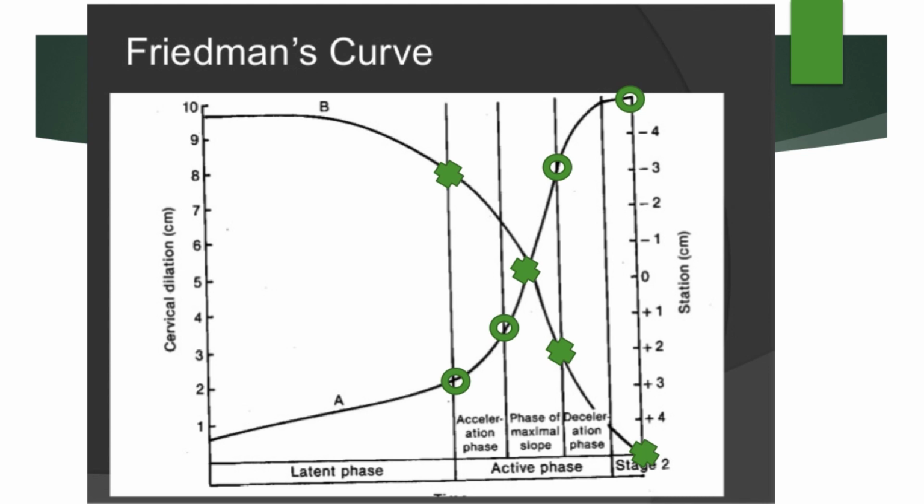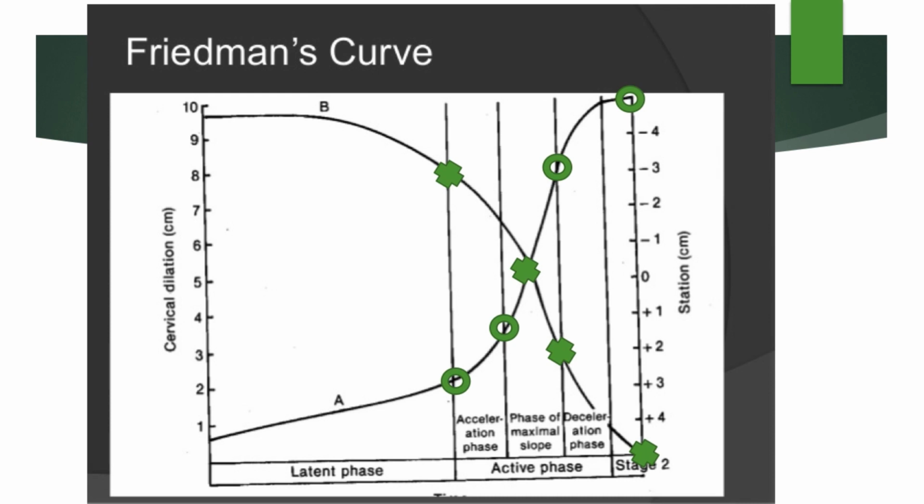Also, you can see in this graph are two curves. The curve going up, the one with the sigmoid pattern, corresponds to cervical dilatation, and the curve going down corresponds to the fetal station. As you can see here, when you plot the cervical dilatation, you use circles, and when you plot the fetal station, you use a cross or X.